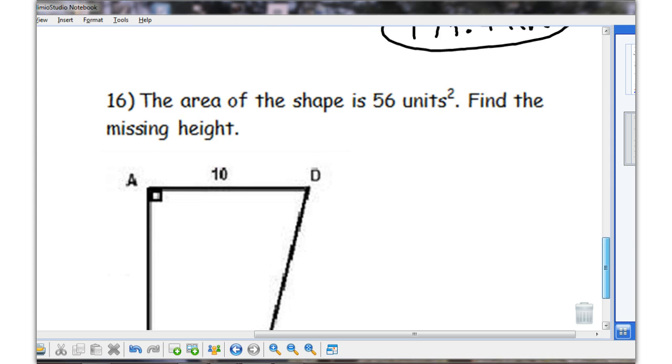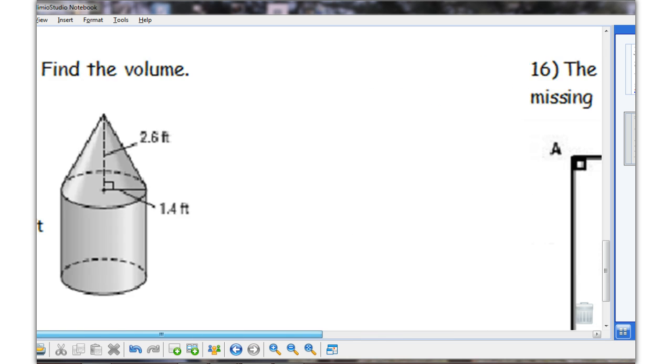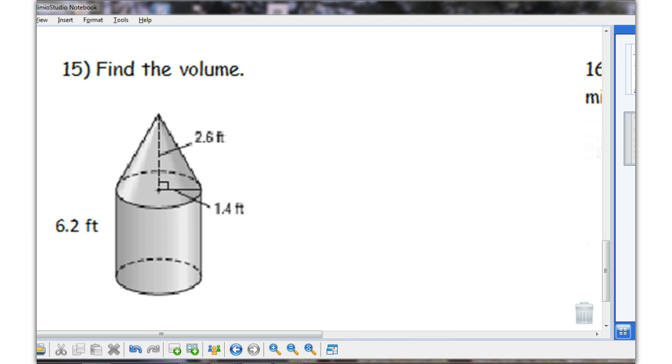Alright, getting close to the end here. Let's see, that was 14, so 15. Find the volume. Here we have a cylinder and a cone. And the cool thing about this one is that if you find the area of one of the bases, like this guy right here that I'm just kind of outlining, isn't that base that I just outlined the same for this cone and this cylinder?